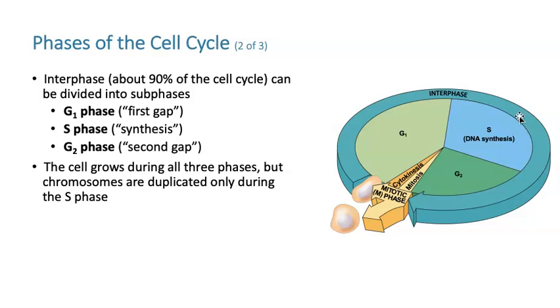So the thing that we focus on when we think about cell division is the S phase, or the DNA synthesis phase. And so that's super important because if DNA doesn't make copies of itself, then you're not going to be able to divide that DNA properly and get identical daughter cells. So again, we're going to focus on the S phase when it comes to interphase.